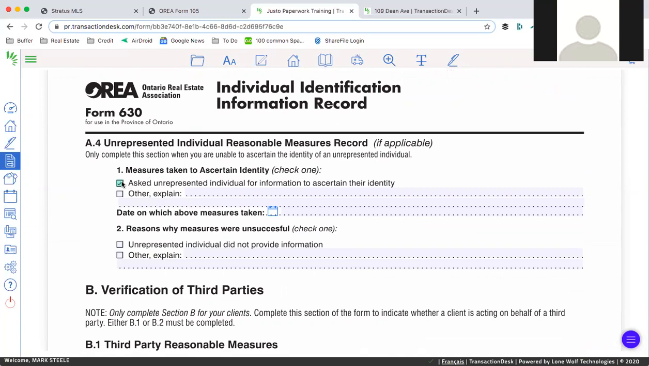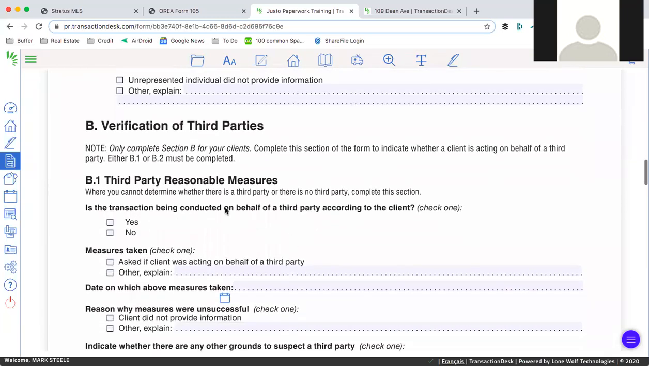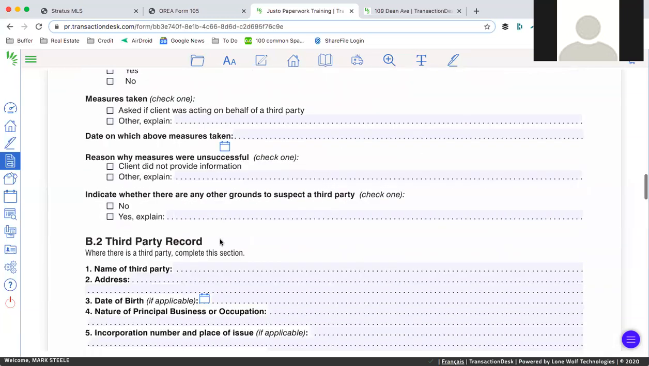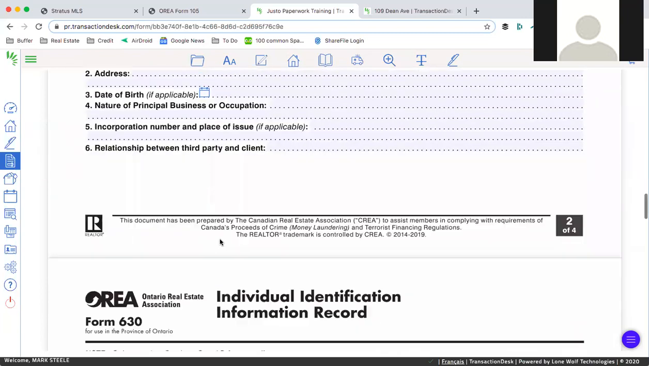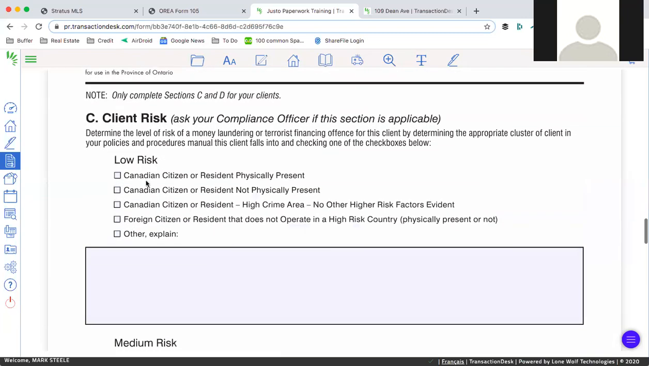Okay, so if they weren't represented by you for whatever reason, you would ask them for information to ascertain their identity, and you put the details of that in here as well. So maybe you can say you asked them for their license, or you asked them for a passport, or you asked them for their tax bill, or whatever it is. Same thing for third party. A lot of things that you're not going to need for a typical transaction. I've never dealt with these myself.